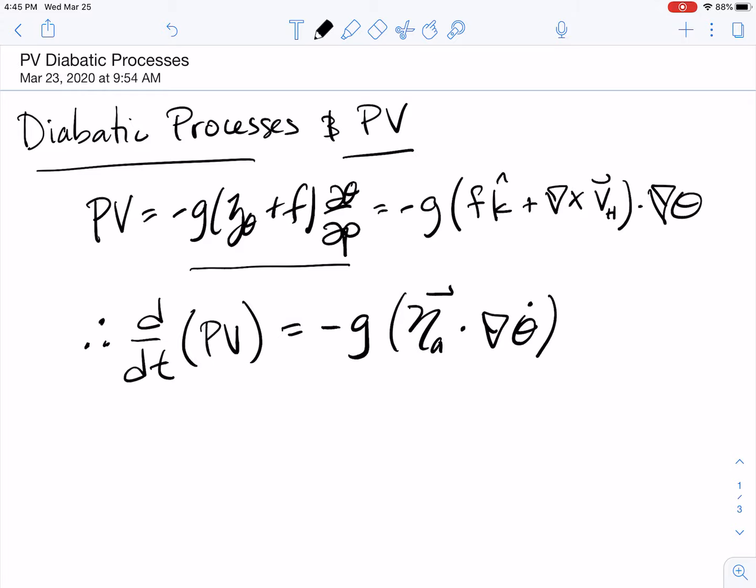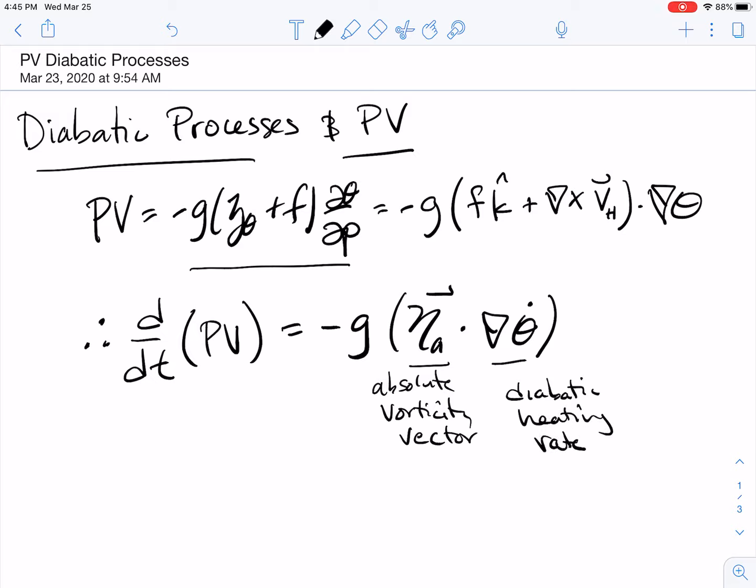The theta dot here is what we're really getting towards in this idea of the diabatic heating rate. So eta sub a is our absolute vorticity vector, since we have the vector symbol on top, and here we have our vector quantity of our diabatic heating rate. What we're really thinking about here is only the vertical component of this diabatic heating rate, and so really we just want the k hat component.